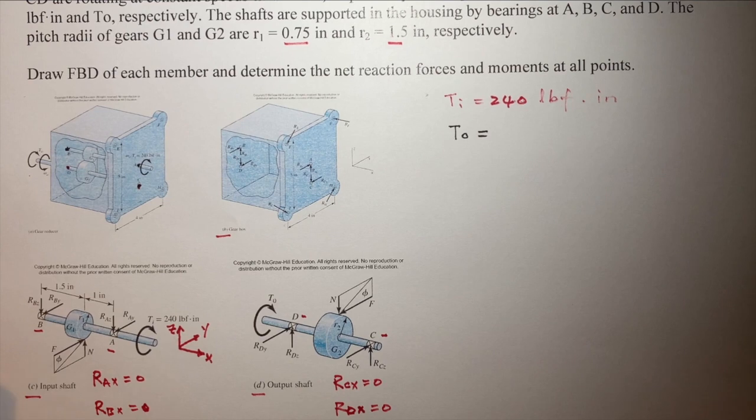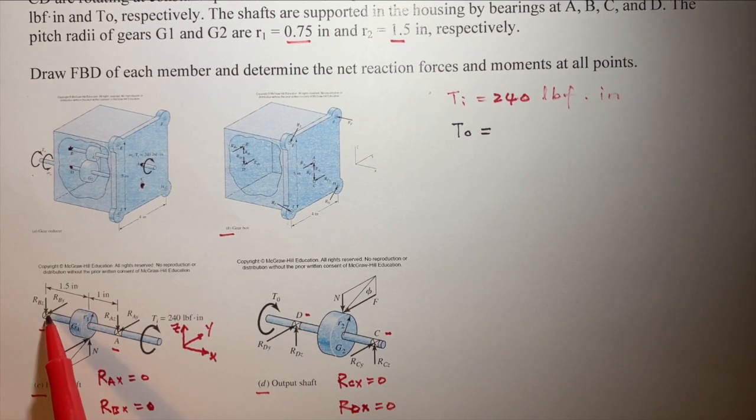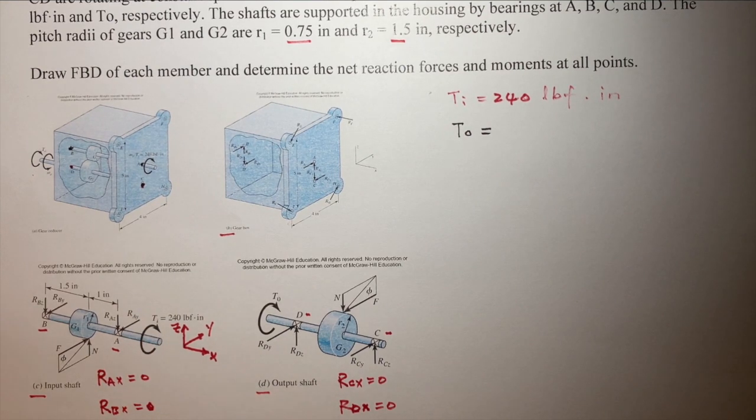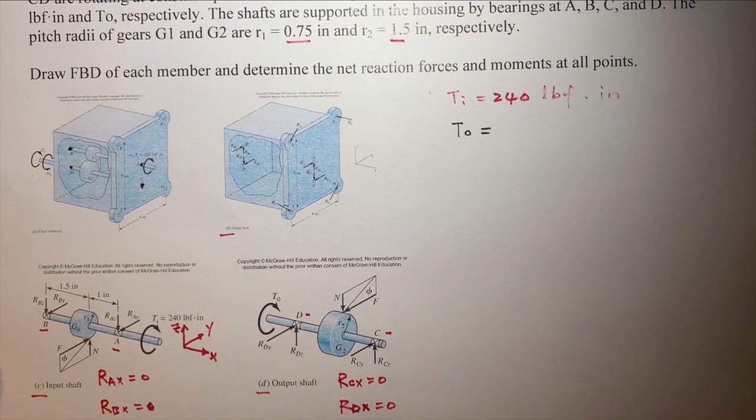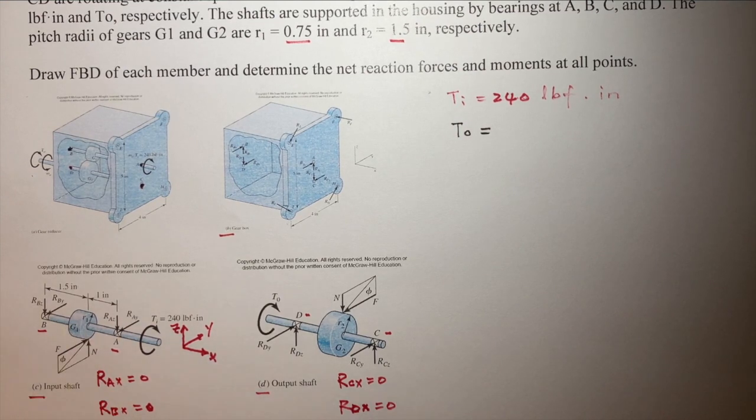And you may ask a question. How do you specify the direction of RAy, RAz? It doesn't matter. Again, as I said, you can make an assumption about one direction. If you find RAy is positive, that means your assumption is correct. If you get RAy negative, that means the opposite direction. So it really doesn't matter when you make the assumption.